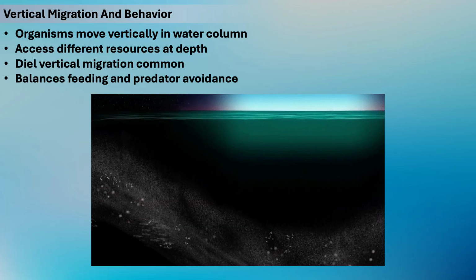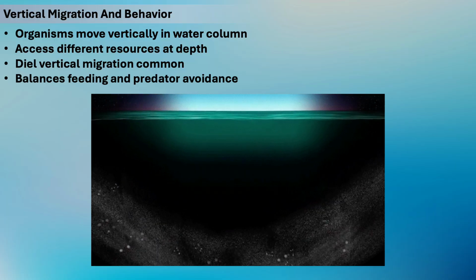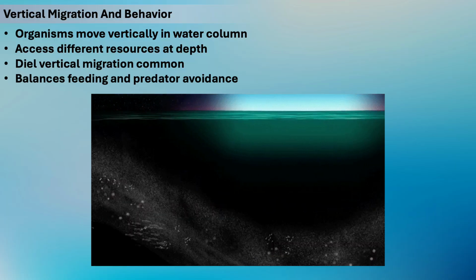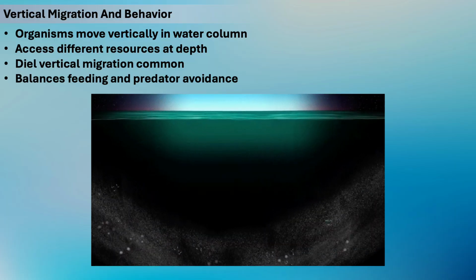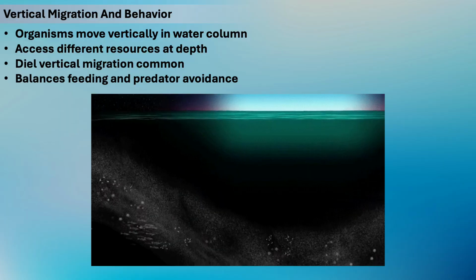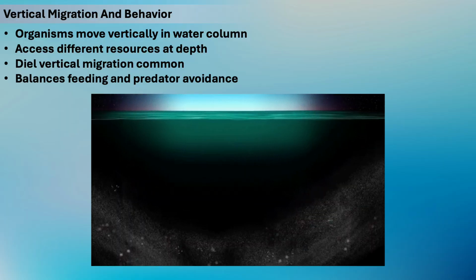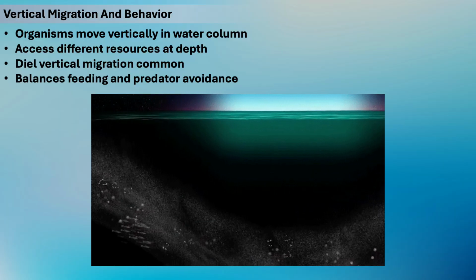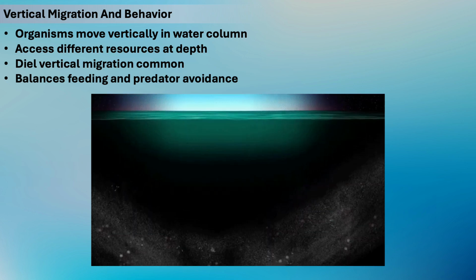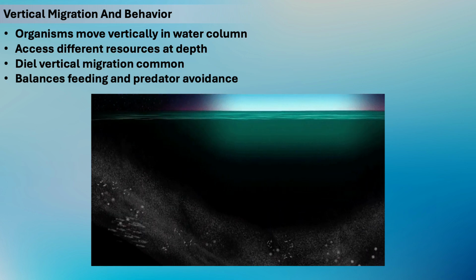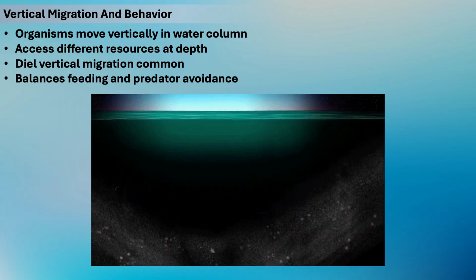One of the most widespread and ecologically important behaviors in the ocean is diel vertical migration, often abbreviated as DVM. This is a daily movement pattern in which organisms move up and down through the water column over a 24-hour cycle. It is not a minor phenomenon. This is considered the largest synchronized migration on Earth, involving billions to trillions of organisms across the global ocean, and it happens every single day.